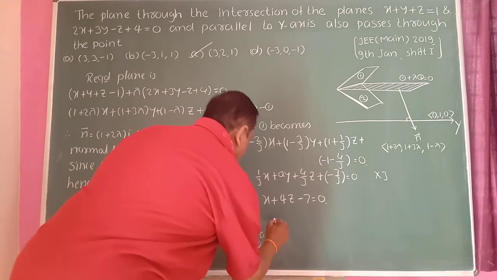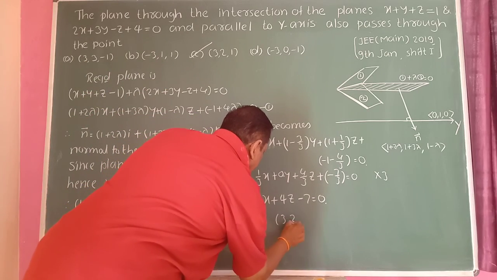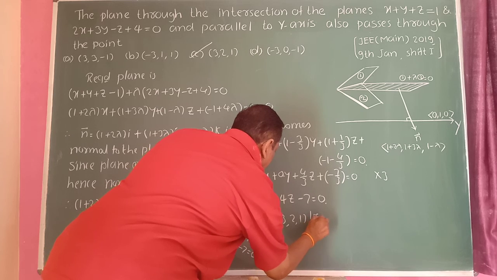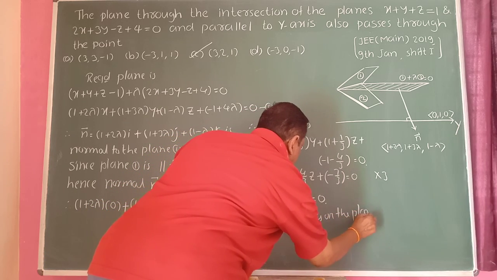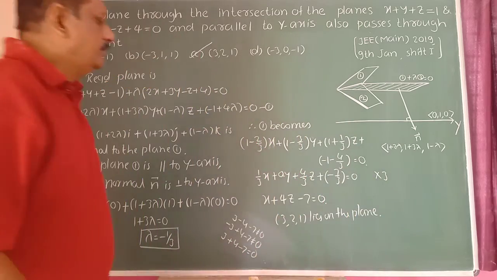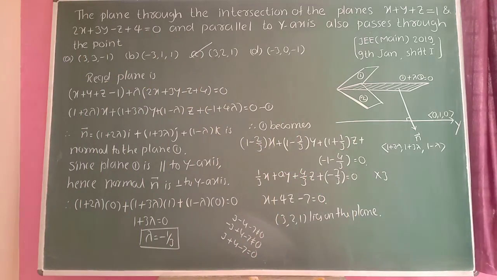So the point 3, 2, 1 lies on the plane. The point 3, 2, 1 lies on the given, that is the required, plane.